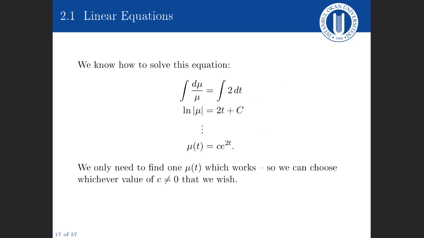Now, we don't need to find every single mu t. We just need one mu t which works. That means we could choose any value of c that we wanted as long as c is not 0. So we could choose c as 99 if we wanted. We could choose c as 14,102,021, today's date, or, if like me you like easy functions, we could choose c equal to 1.